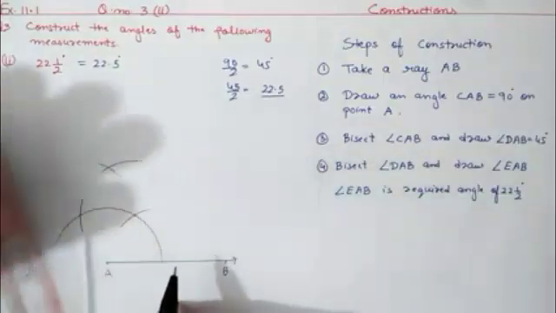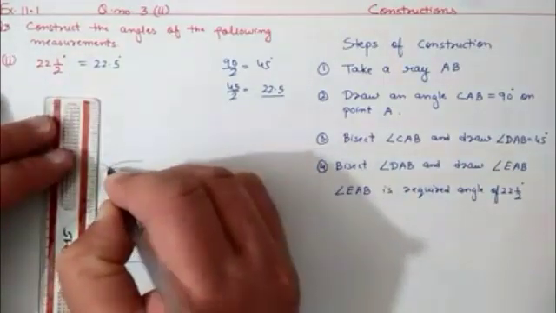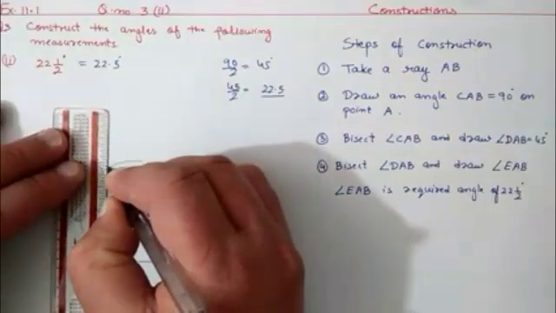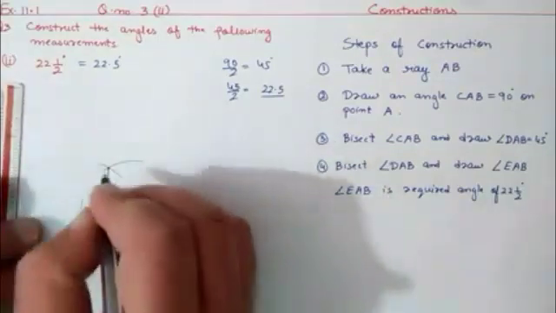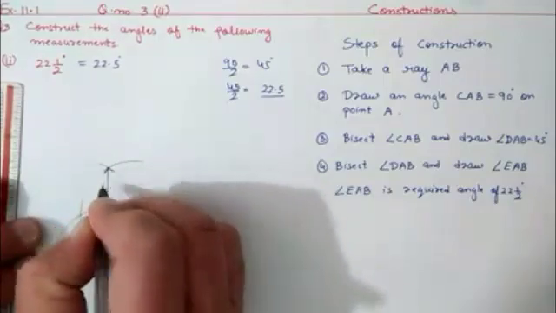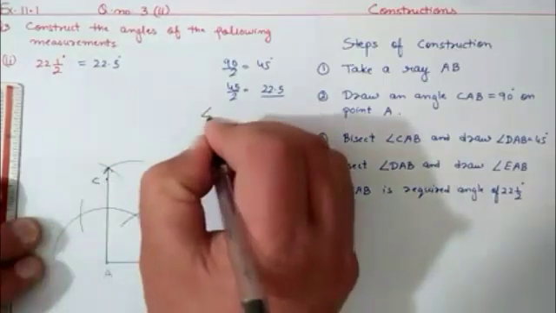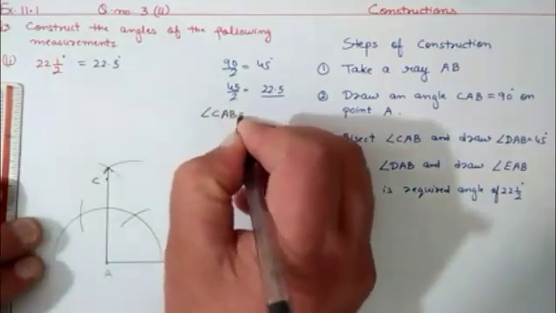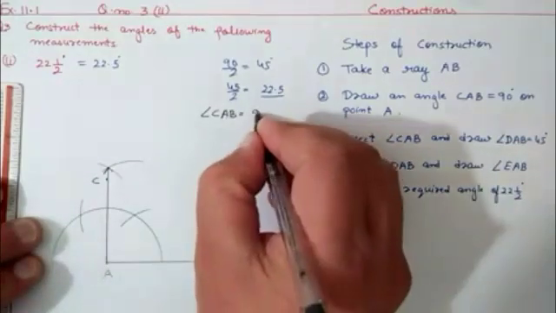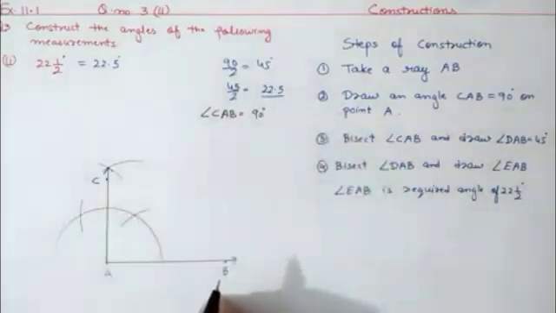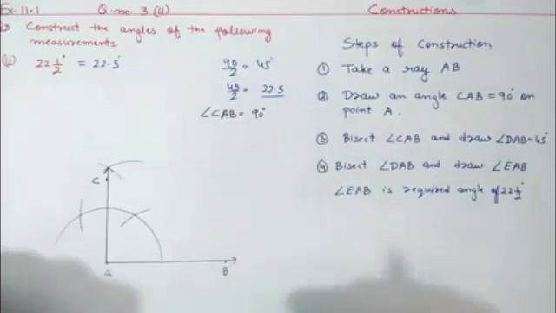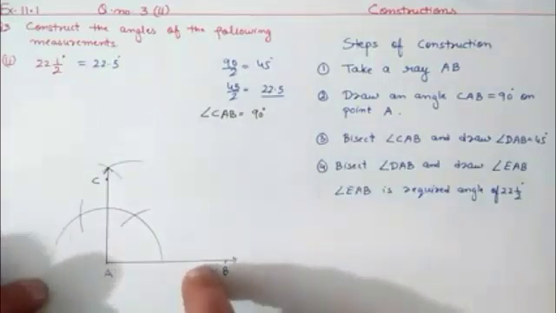Here we will mark one point over here, and from here we will construct a line. This is our 90 degree line. We will give the name C here, meaning CAB is 90 degree. Now we want to bisect it. Bisect means make it half, so that we will get 45 degree.